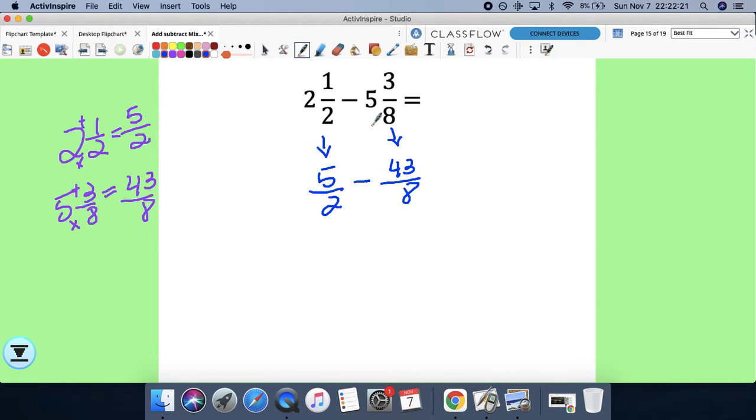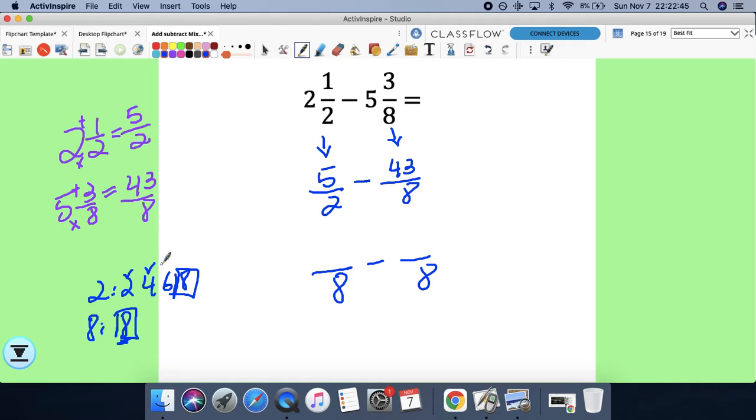Now, can we subtract? No, we can't subtract, so we're going to find a common multiple. So let's do that over here. 2, 4, 6, 8. And then here, just 8. And we can stop. We're going to use 8 here and 8 over here. So how did a 2 become an 8? 2 times 1, 2 times 2, 2 times 3, 2 times 4. So I'm going to put a 4 over here and multiply the top by 4. And 5 times 4 is 20. 8 times 1 is 8, and 43 times 1 is 43.